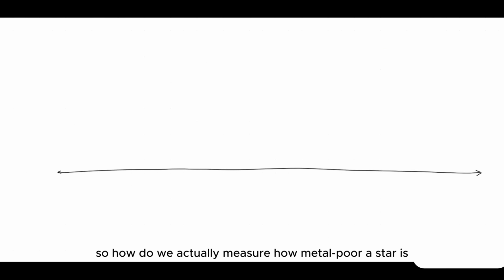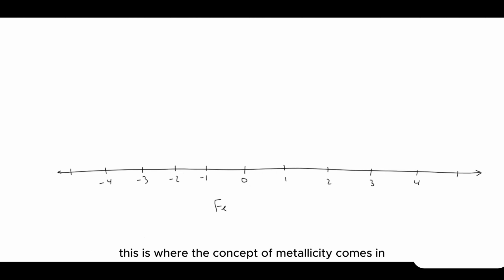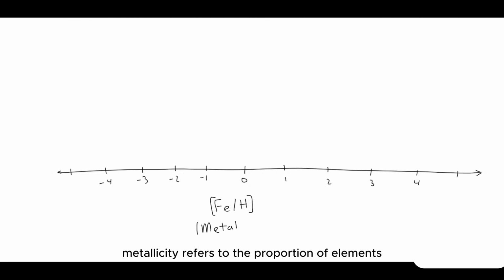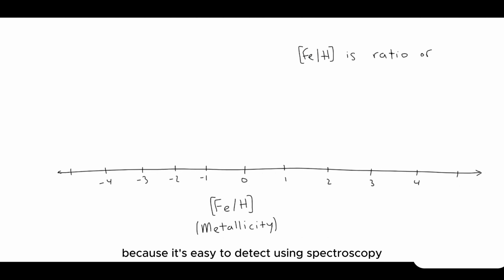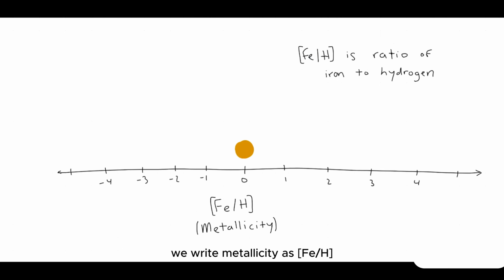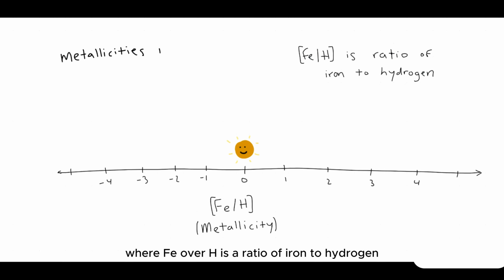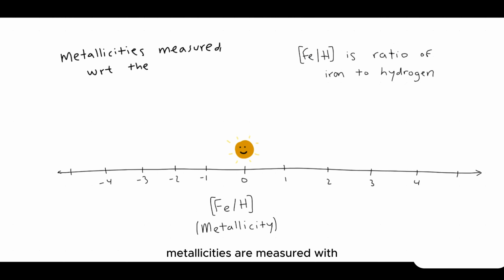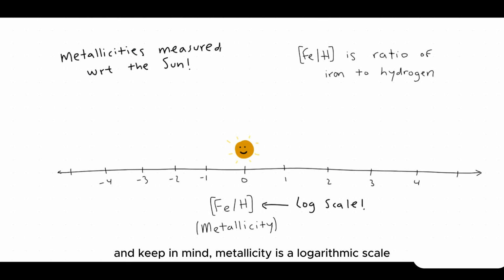So how do we actually measure how metal poor a star is? This is where the concept of metallicity comes in. Metallicity refers to the proportion of elements heavier than hydrogen and helium in a star. We usually use iron because it's easy to detect using spectroscopy, and it's a good indicator of overall metallicity. We write metallicity as Fe/H, where Fe/H is a ratio of iron to hydrogen. Metallicities are measured with the sun as a baseline. And keep in mind, metallicity is a logarithmic scale.